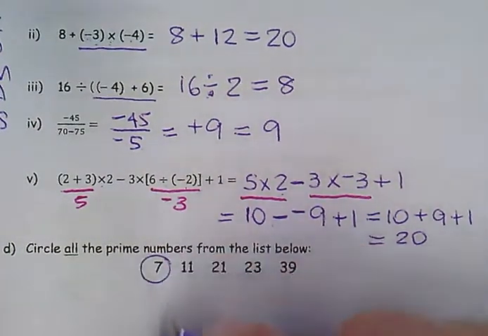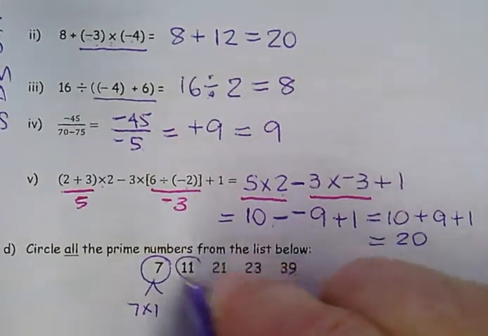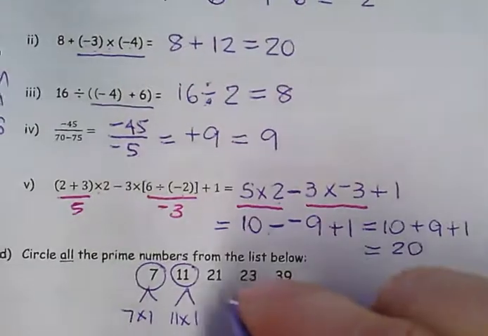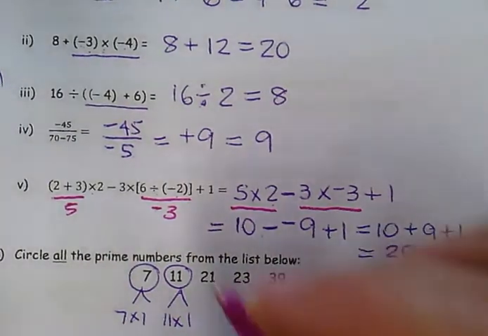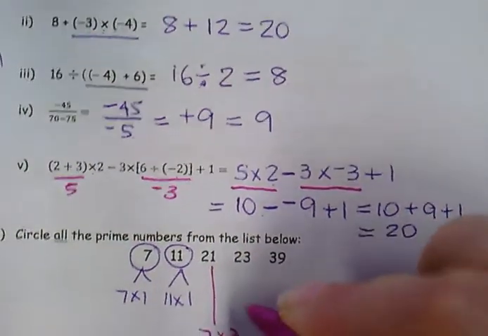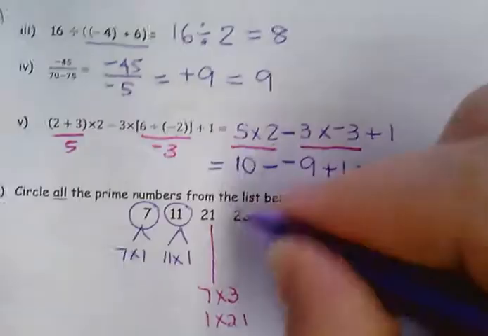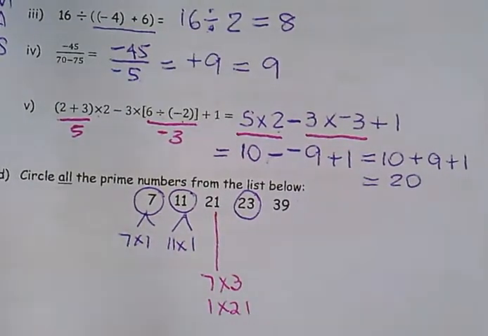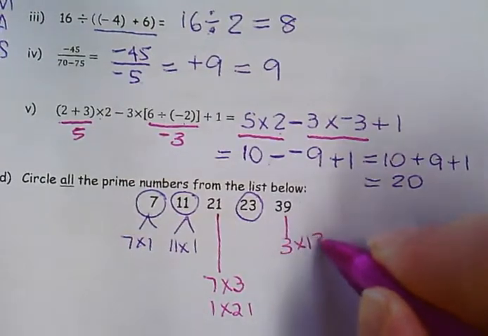Now, the next question is to circle all the prime numbers from that list. The prime numbers are 7 because the only factors are 7 times 1. 11 is also prime because it's got the factors only 11 times 1. 21 is not prime because you can do 7 times 3 as well as 1 times 21, so that is not prime. 23 is prime, and 13 is not because you can do 3 times 13.